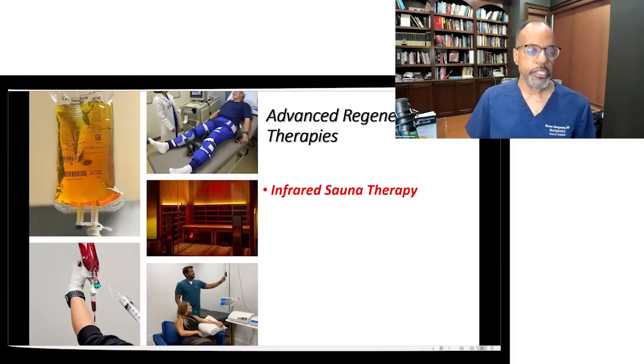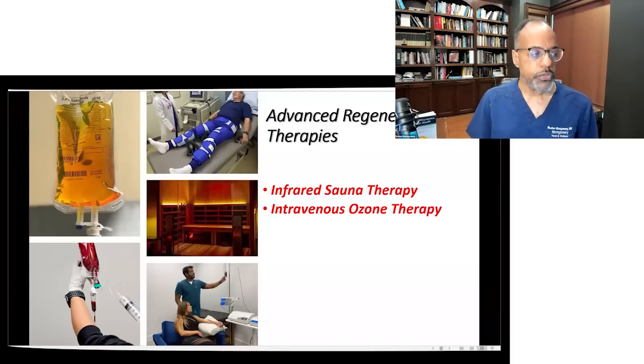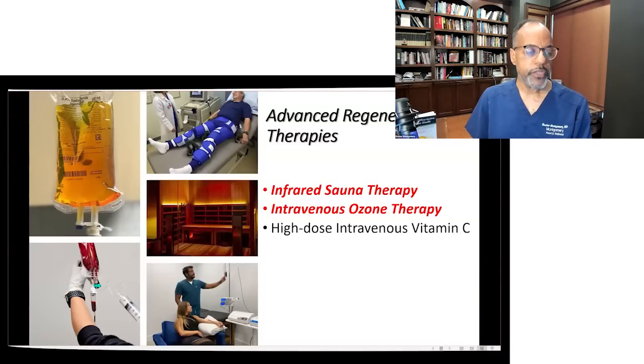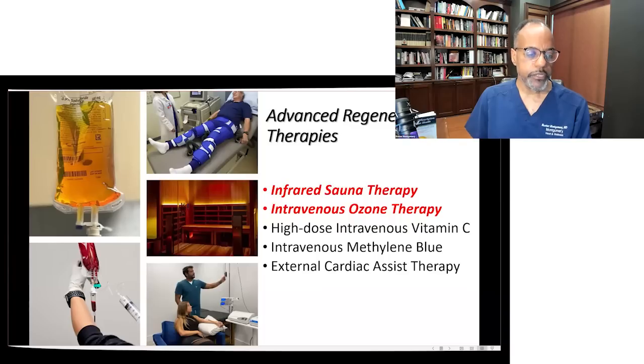Infrared sauna therapy has lots of data showing effectiveness in patients with congestive heart failure after 2 weeks of therapy. There's intravenous ozone therapy, which I'll talk about a little bit, can reduce inflammation and has benefits in heart failure patients. We use high-dose vitamin C in patients that may have inflammation and coronary disease. Methylene blue is an antioxidant we use in some of our chronically ill patients.